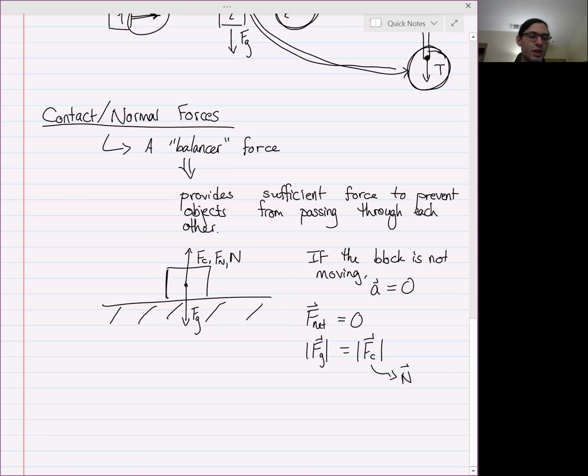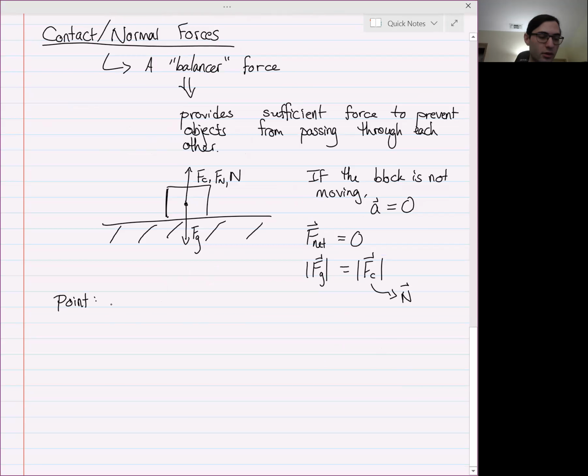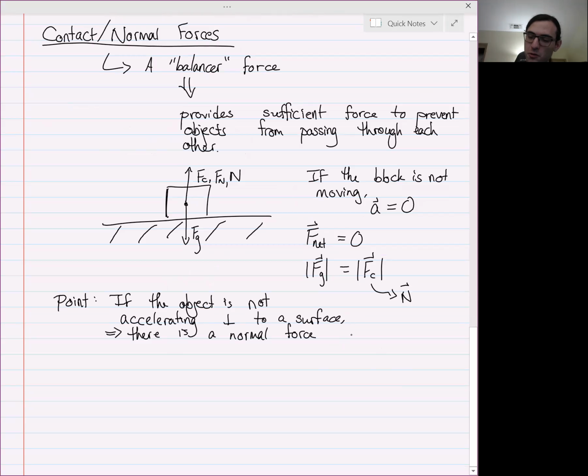So the point of all of this business is that if the object is not accelerating perpendicular to a surface, then there is a normal force that ensures that the acceleration is 0, that let's say a perp is 0, where in this case a perp is just referring to the acceleration perpendicular to the surface.